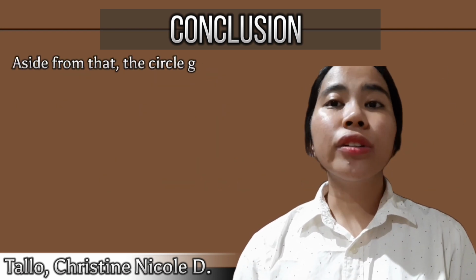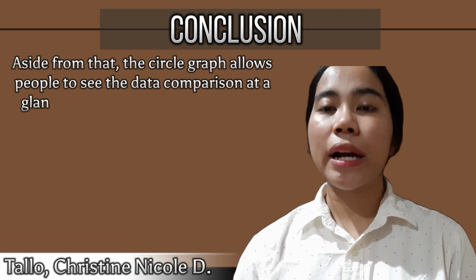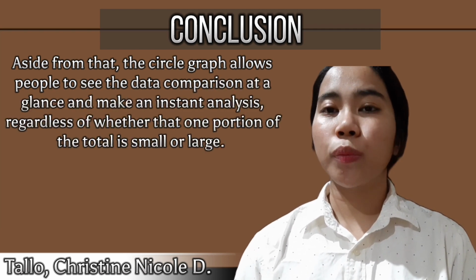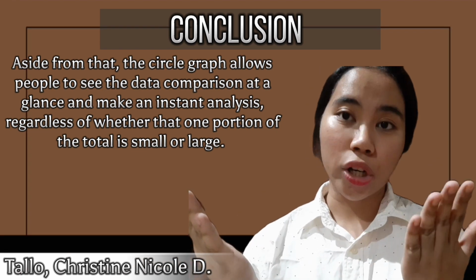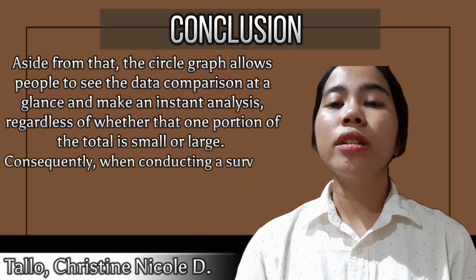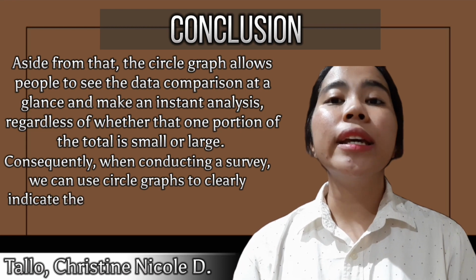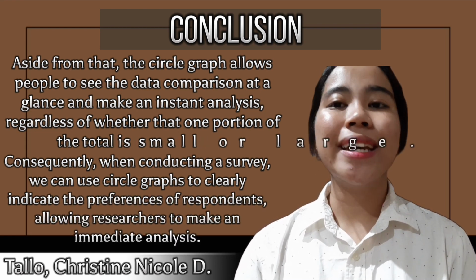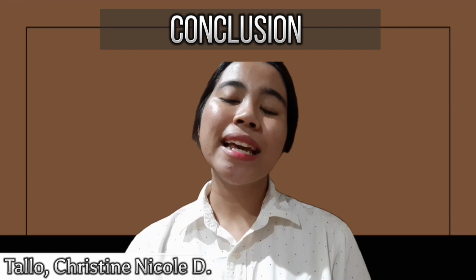Aside from that, the circle graph allows people to see the data comparison at a glance and make an instant analysis, regardless of whether one portion of the total is small or large. Consequently, when conducting a survey, we can use circle graphs to clearly indicate the preferences of respondents, allowing researchers to make an immediate analysis.